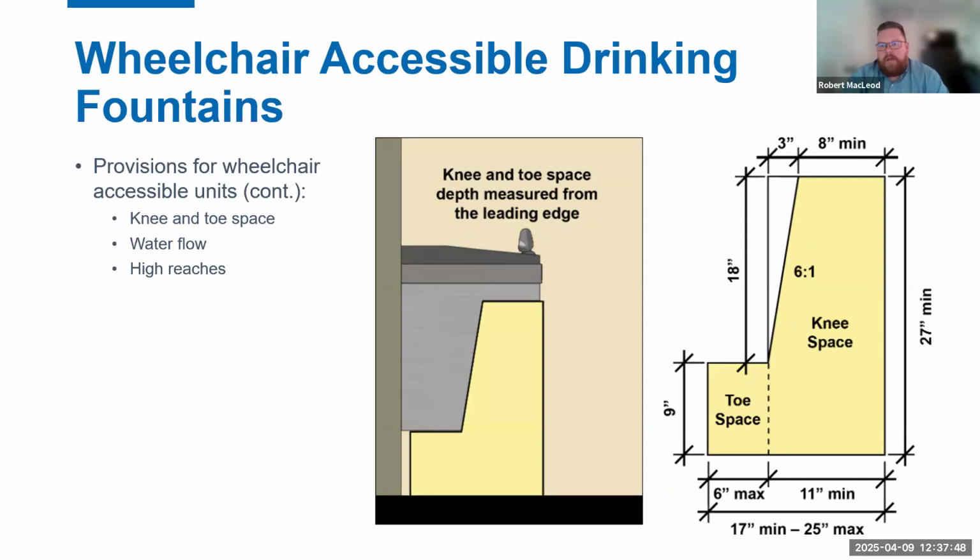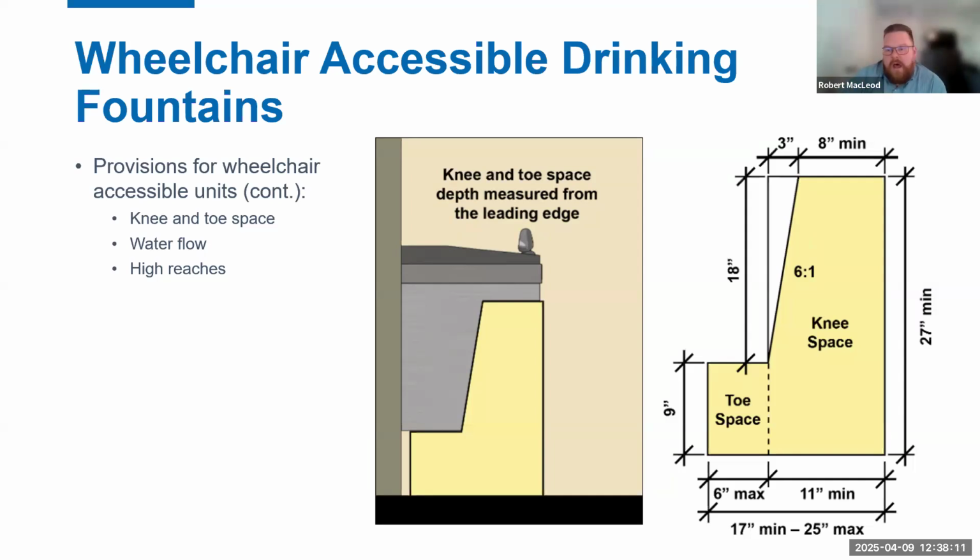We want to make sure that we have a combined knee and toe depth of at least 17 inches and 25 inches maximum, measured from the leading edge of the unit, including the bumpers. This includes a space between the knees, and it must be clear of piping and any other obstructions. Water flow must be 4 inches minimum high from the top of the spout from the front of the unit.